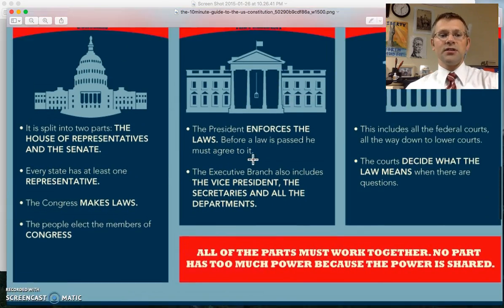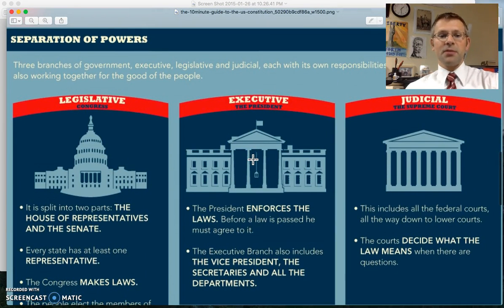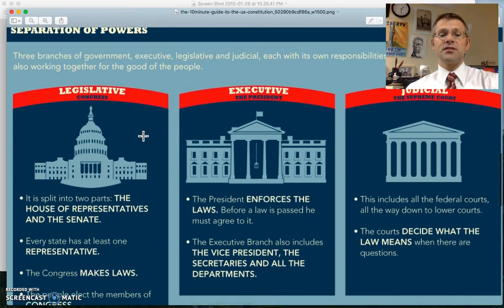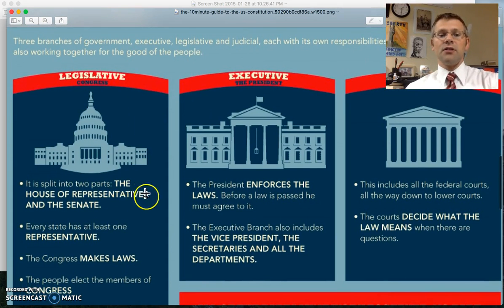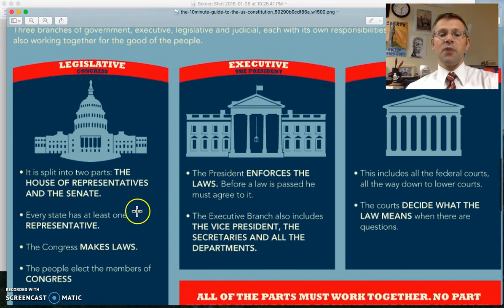Our last one is up here, and that is separation of powers. And so our system of government creates three branches: the legislative, the executive, and the judicial, to have different tasks. And so obviously the legislative is broken up into two, the House and the Senate, and their primary job is to make laws, right? And we elect people to Congress, all 535 of them.